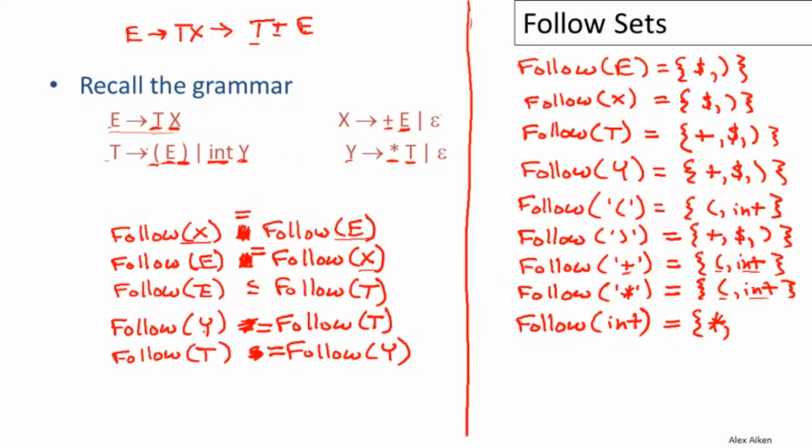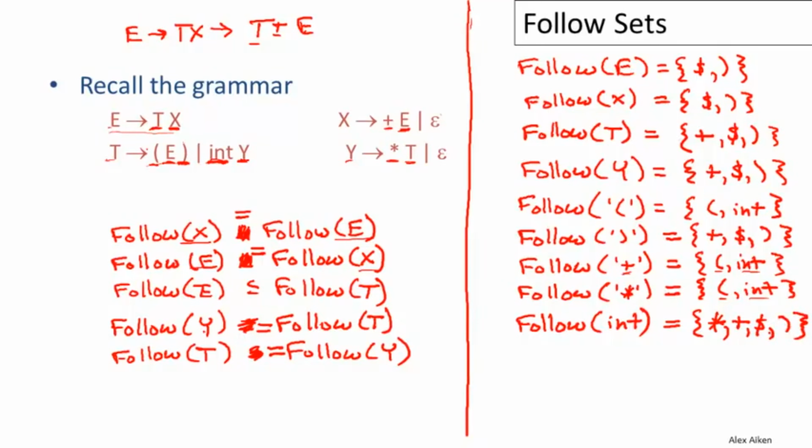But now, because y can go to epsilon, there's an epsilon production for y, that means that this int could actually wind up being at the right end of this production. Or the y could disappear, and then whatever could follow the t could also follow the int. All right, so we have to include the things in the follow of t in the follow of int. And what was in the follow of t? Well, that was a plus, it was a dollar, and it was a close paren.